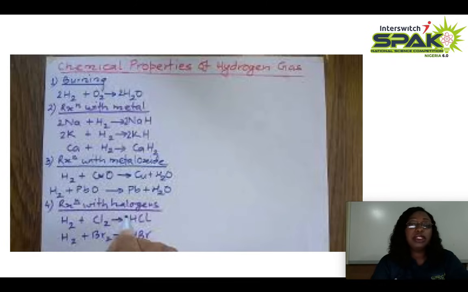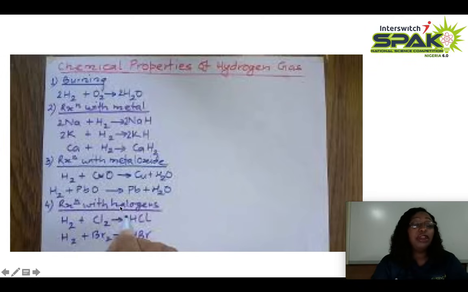Another chemical property of hydrogen gas is that hydrogen also reacts with metals. When they react with metals, they give you metallic hydrides. For example, potassium reacts with hydrogen to give potassium hydride. They also react with metal oxides. When they react with metal oxides, for example copper oxide or lead oxide, they give you the metal and water.